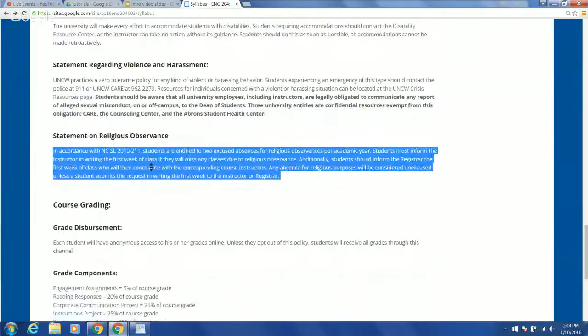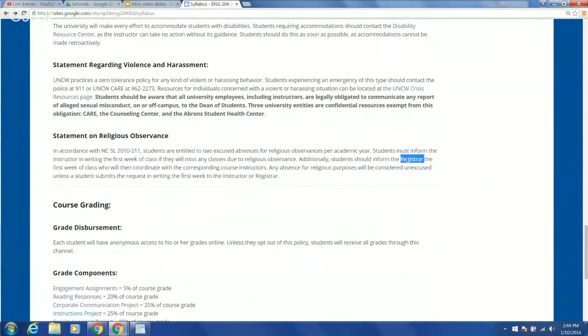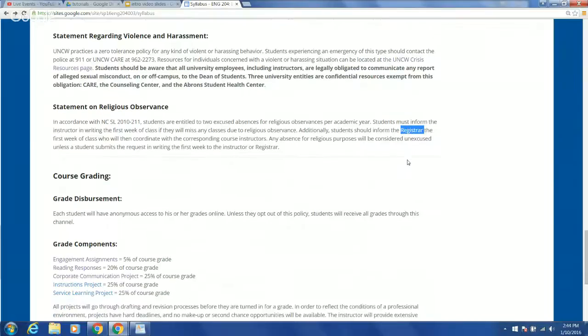Religious observance, this is actually a state law. You're entitled to 2 excused absences for religious observance per academic year. The only catch is you have to report in writing the first week of the semester to me and the registrar. The thing of it is, your religious calendar, so you can report those right at the beginning here if it's pertinent.